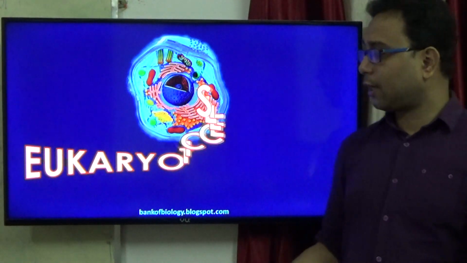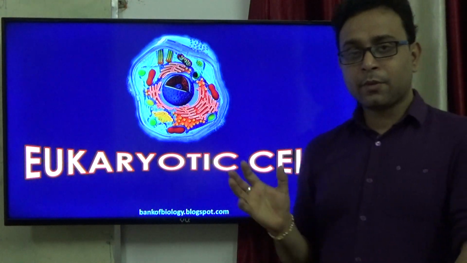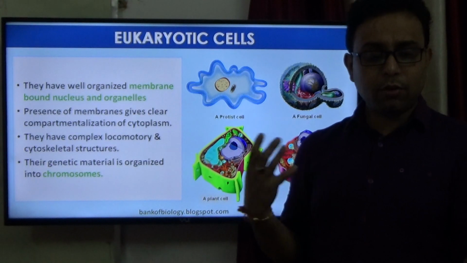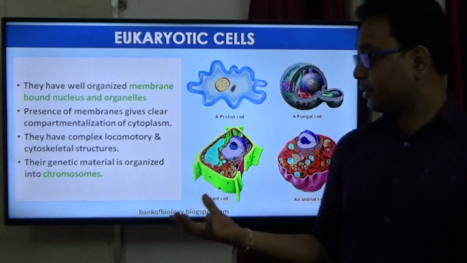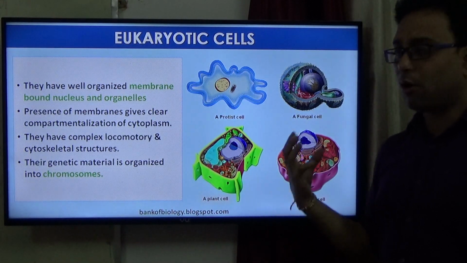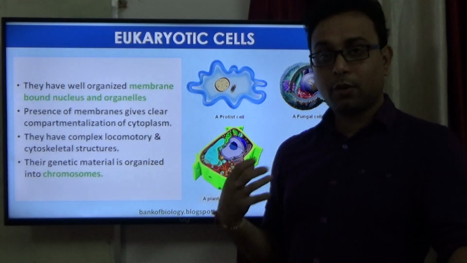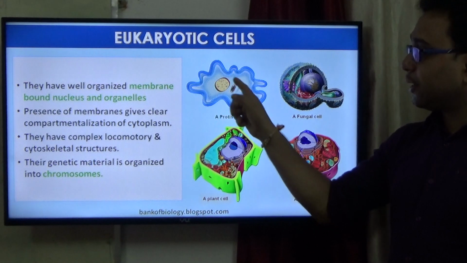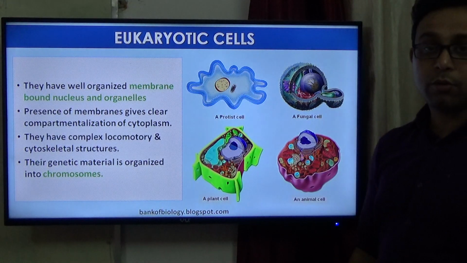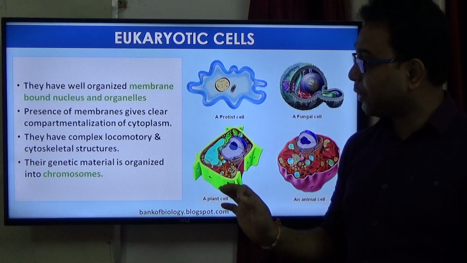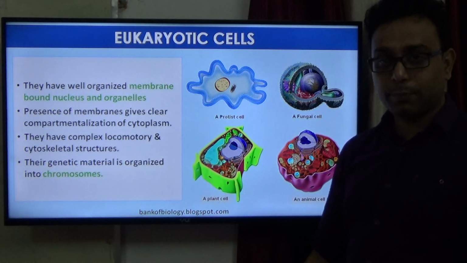After that, we come to the eukaryotic cell. At first we discuss their overview. You know that amoeboid cells, fungal cells, plant cells and animal cells are all eukaryotic cells. Why? Because their nucleus is membrane bound and well developed, and membrane-bound cell organelles are also present.